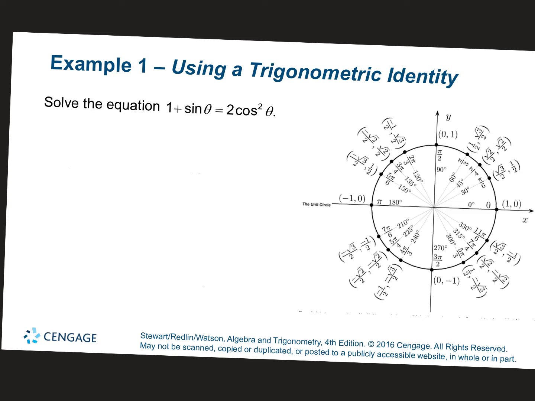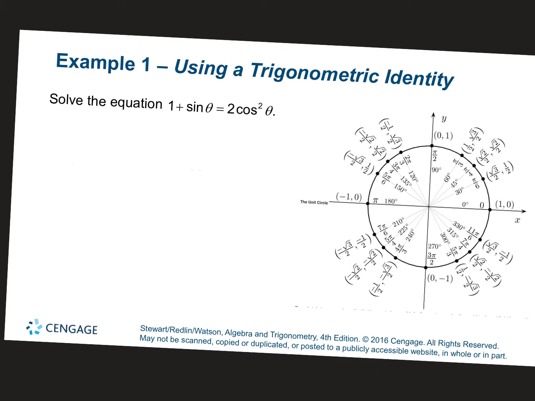Now, on your test, you guys are going to get your identity sheets, the same ones that you got for your quiz question. What is that? 7-5 notes. You'll get your identities. You'll get the unit circle.